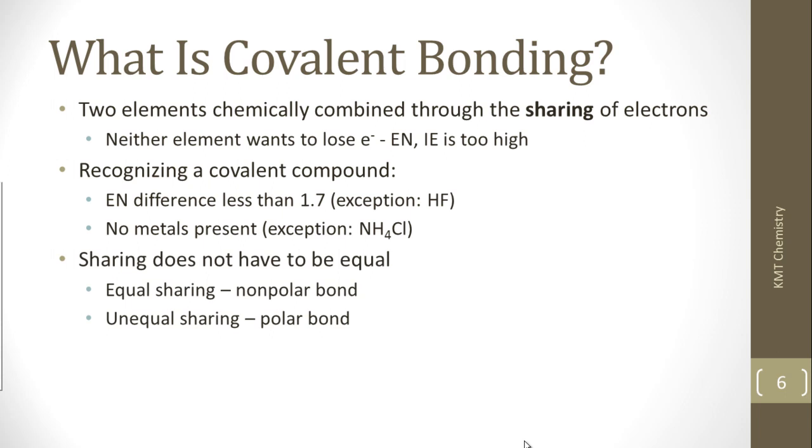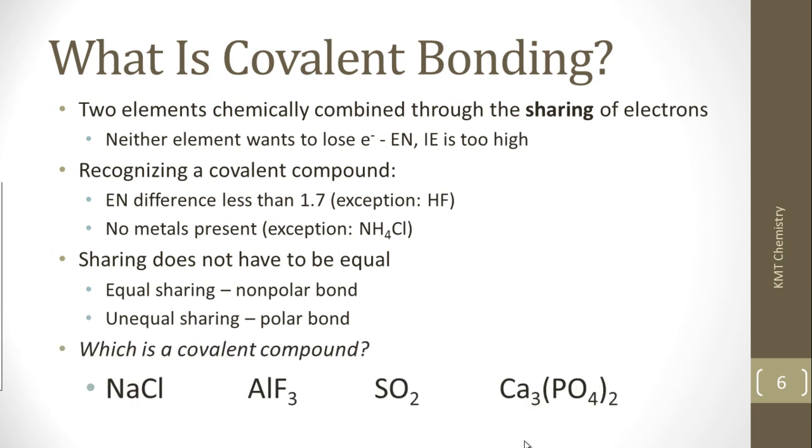Even though elements in covalent compounds share electrons, the sharing does not have to be equal. You can have unequal sharing as well, equal sharing being called a nonpolar bond, where the electrons spend equal amounts of time on average with both of the elements. Unequal sharing called a polar bond, where the electrons will spend more time around one element than the other. Using this information, you should be able to identify a covalent compound. Take a second and do so now. Good. Sulfur dioxide is the covalent compound here.